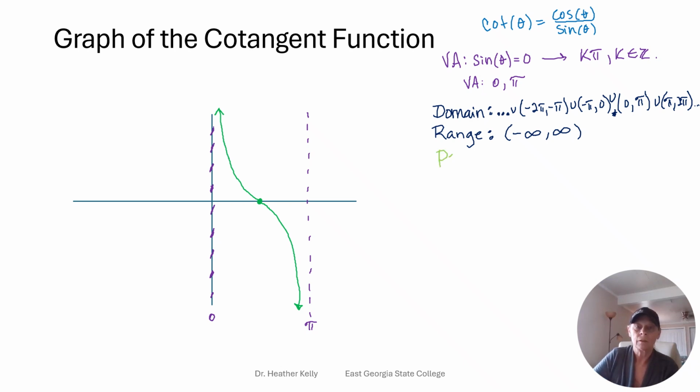The period is pi, again for the same reason, and you could check this: pi minus 0 equals pi, check. Because if there were any kind of phase shifts, they would affect the asymptotes. So that's how phase shifts fit in here. What else do I need? I need x-intercepts.